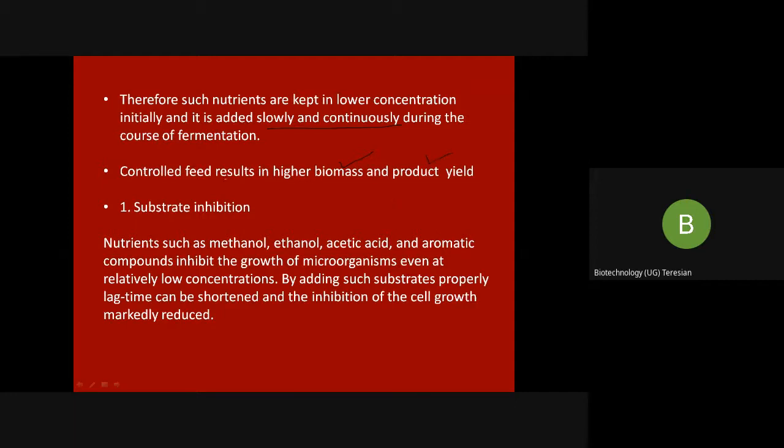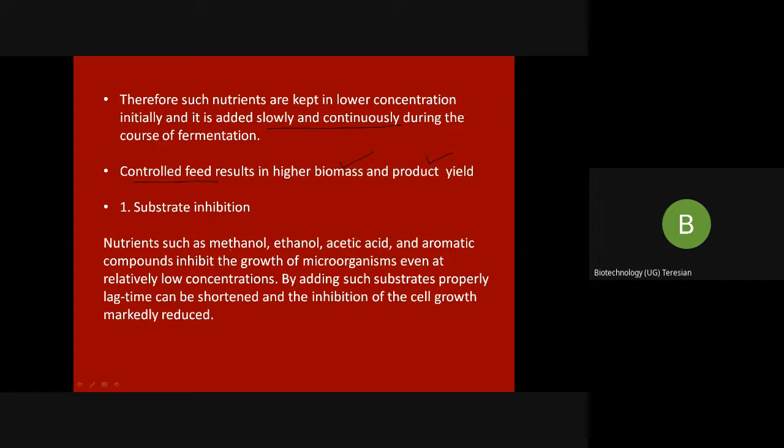This is what is most important in the fed batch. So you are providing your feed in a controlled manner which can increase the biomass and the product. Next, we shall go for the substrate inhibition. In some fermenters, there is an inhibition by the substrate. So what is the alternative for this?